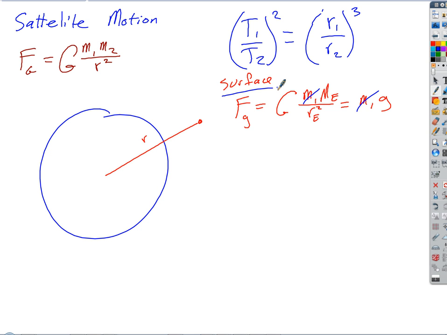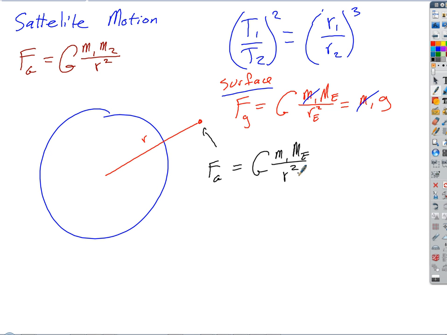So now we no longer can just rely on mg, because now we're talking about orbital physics, right? We're talking about satellites, and the acceleration of gravity is going to have changed a little bit. But for that satellite right there, we know that the force of gravity equals G m1 times the mass of the Earth divided by r squared, where r is not the radius of the Earth anymore. Now it's the distance from the center of the Earth all the way up to the satellite, right?